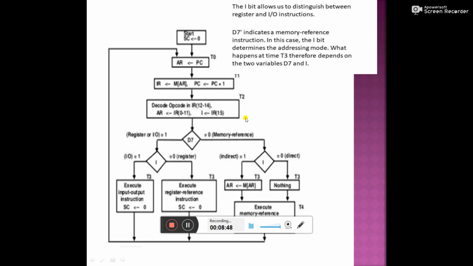These 3 bits are used to determine whether it is a memory instruction or a register reference instruction. Here D7 is 1 means we denote it as D7. If it is 0 we denote it as D7 dash. So the I bit allows us to distinguish between a register reference or IO instruction. D7 dash indicates memory reference instructions. In this case, the I bit determines the addressing mode. If I is 0, it is direct addressing, otherwise indirect addressing.